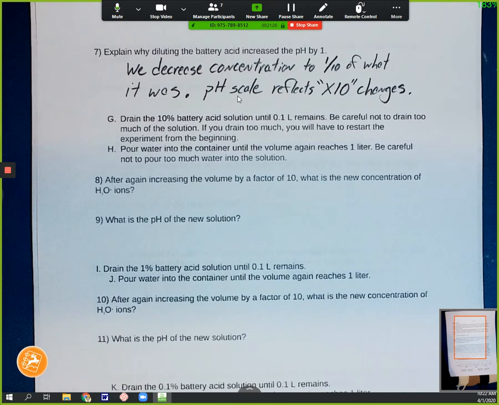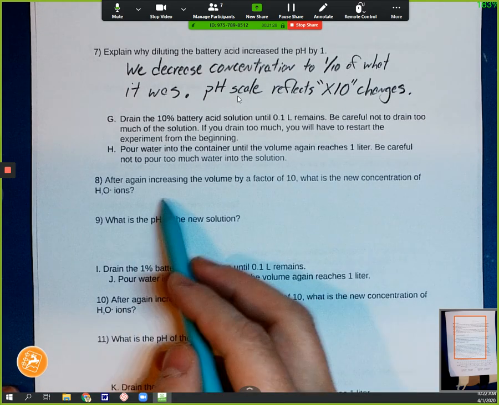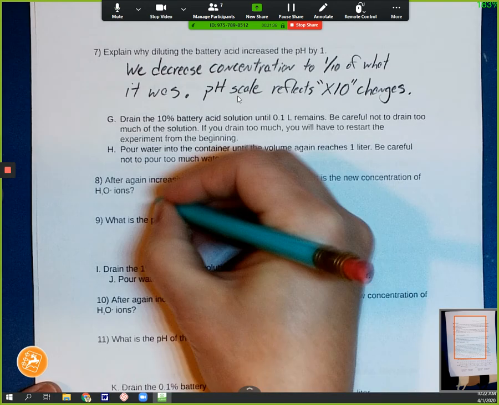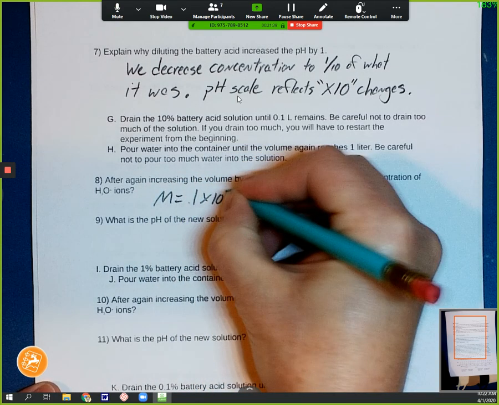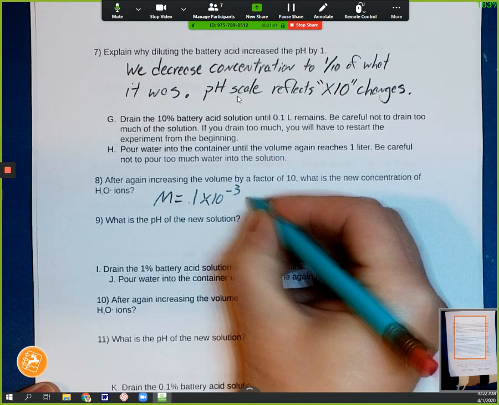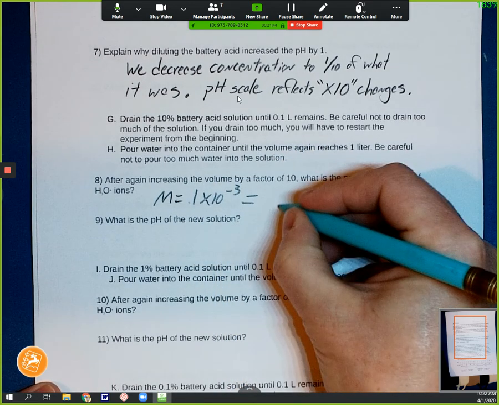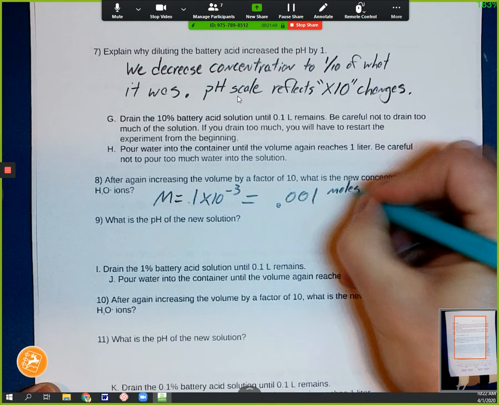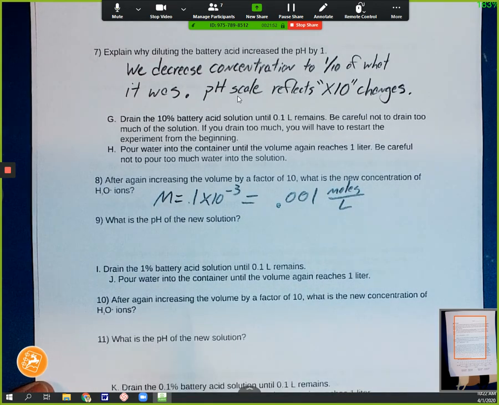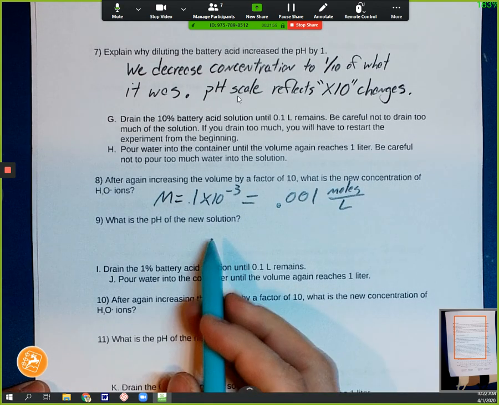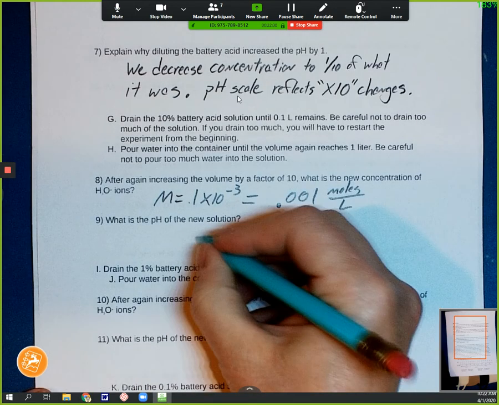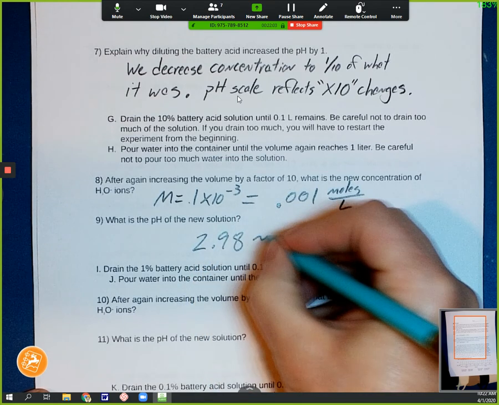So let's look at this. After, again, increasing the volume, what's the new concentration of H3O ions? The new concentration, according to the other page, was 1 times 10 to the negative 3. And if I want to show that as a decimal, that would be 0.001 moles per liter. What's the pH of the new solution? I think we said it was 2.98. Let me double check that. Yep, 2.98, which again is awfully close to 3, I'm thinking in my head.